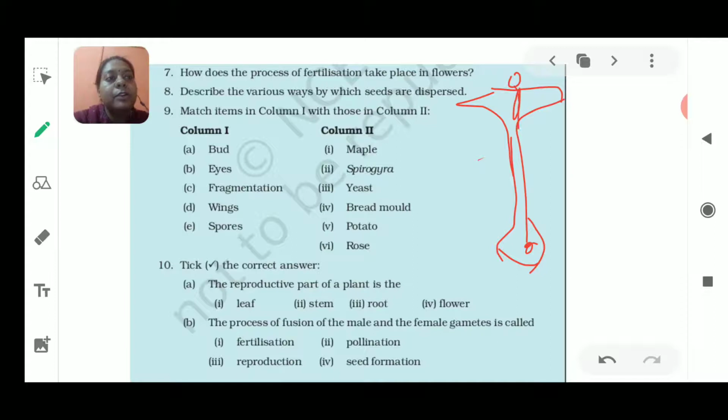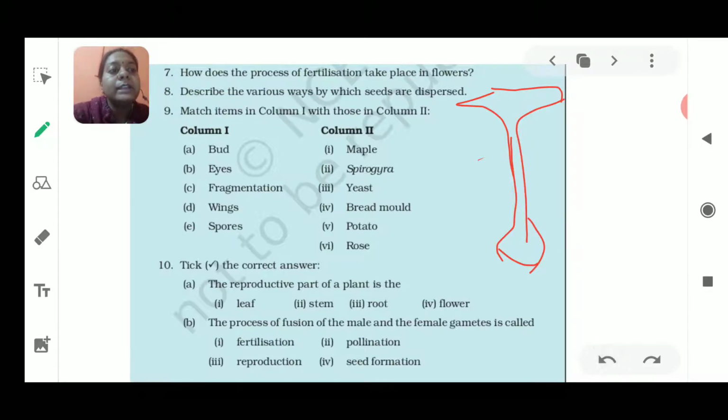So this pollen tube will grow and it will reach the ovary, and then it is going to fuse. The male gamete will be released inside, just beside the ovule, and it is going to fertilize. Fine. So this is how the fertilization takes place.